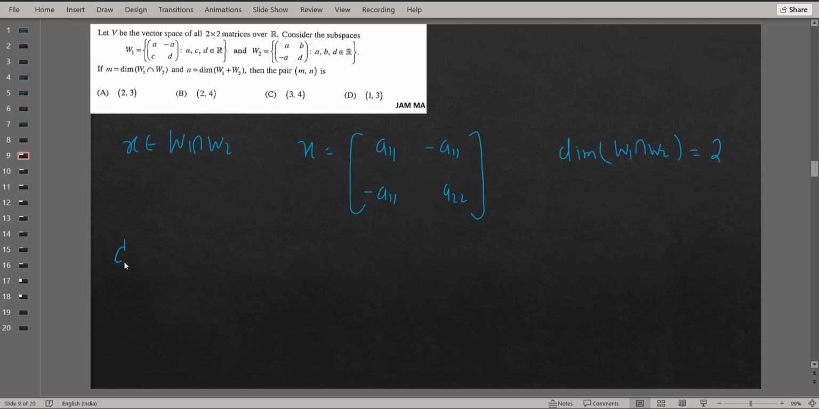Now we know that the dimension of W1 plus W2 equals the dimension of W1 plus the dimension of W2 minus the dimension of W1 intersection W2. For W1, the unknowns are 3, so the dimension of W1 is 3. For W2, the number of unknowns is 3, so the dimension of W2 is 3, minus the dimension of W1 intersection W2, which is 2. So 6 minus 2 equals 4. So the correct option is (2, 4). I hope you will understand this question. Now we will move to the next question.